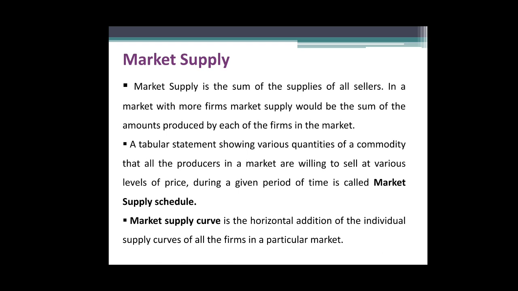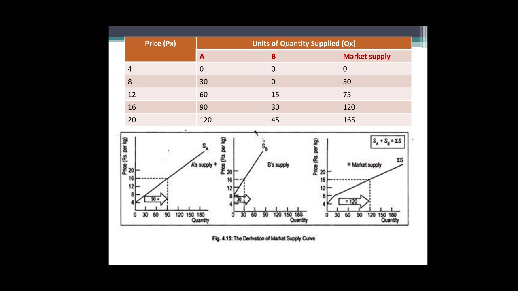Students, let us understand the derivation of market supply schedule with the help of the table given here. Assuming that there are only two producers in the market, that is producer A and producer B, as seen in the table, market supply is obtained by adding the supplies of producer A and producer B at different prices. At price rupees 8, that is when the market price of commodity X is rupees 8, producer A offers a positive quantity, which is 30 units of commodity X, but producer B offers nothing.